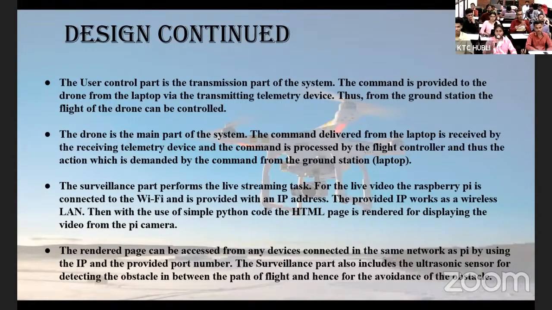The surveillance part performs the live streaming task. For the live video, the Raspberry Pi is connected to the Wi-Fi and is provided with an IP address. The provided IP works as a wireless LAN. Then, with the use of simple Python code, the HTML page is rendered for displaying the video from the Pi camera. The rendered page can be accessed from any device connected in the same network as the Pi by using the IP and the provided port number.